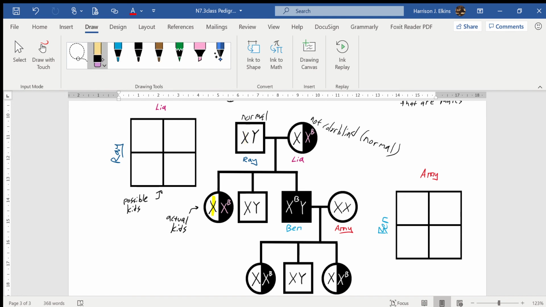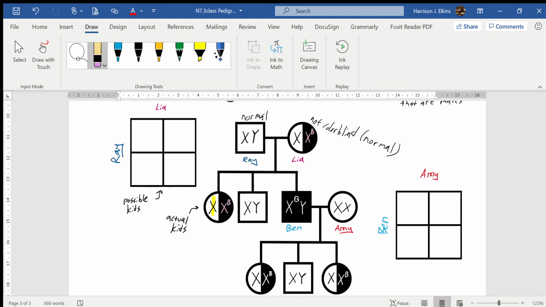Their son here, well, what did he get? He got his Y chromosome from his father, and then a normal X chromosome from his mother. Way to go, Mom. You passed on a normal one here. Okay? So she passed on that one, and then he passed on the Y chromosome, and they're all normal there. So that's kind of what it looks like.